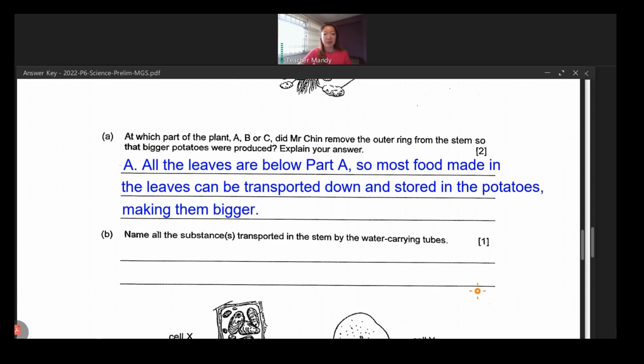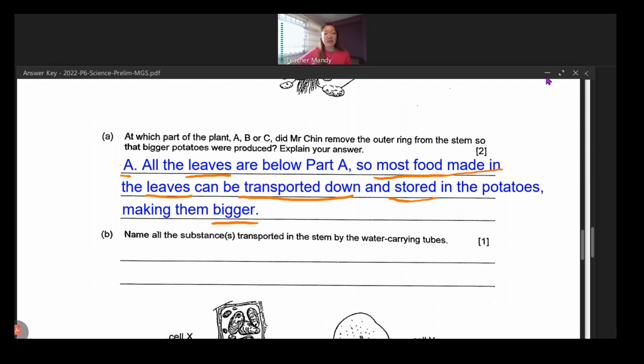So what are the keywords that you must have in your answer? You have to mention part A. So reasoning, all the leaves or most of the leaves are below part A. So most food made in the leaves can be transported down and stored in the potatoes, making them bigger. Done. Now, let's go on to the next question.